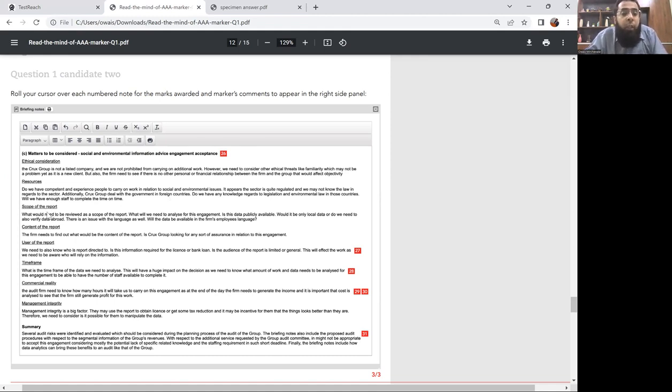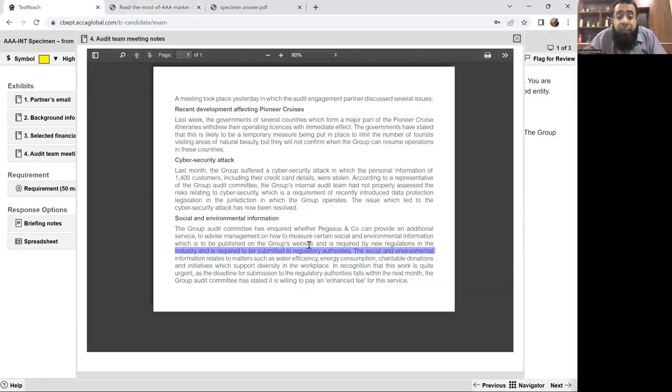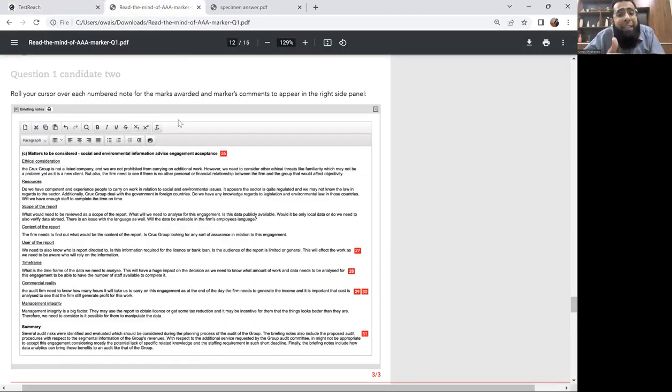Scope of the report: what would need to be reviewed as a scope of the report, what we'll need to analyze for this engagement. Is this data publicly available? Again, he's misguided. It is clearly written that it is to be published on the website. So it is publicly available. So highlighting that issue, it apparently appears that he has not read the question and he's not relating his answer well. Would it be available locally, or do we have to also verify it from abroad?